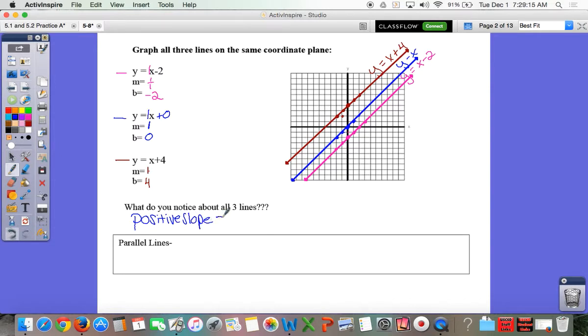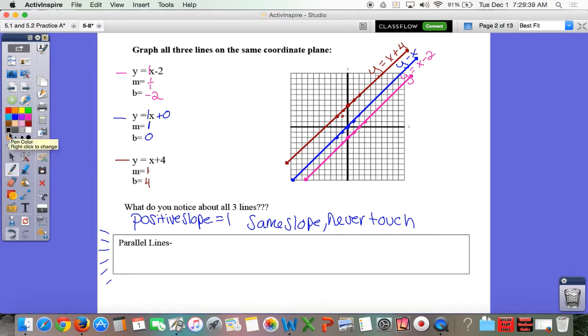And that positive slope equals 1. They all have the same slope. So they actually look parallel. They never touch. So we can have a definition here. This is something that we're going to need to know. So maybe star it, exclamation point it, do whatever you need to do.